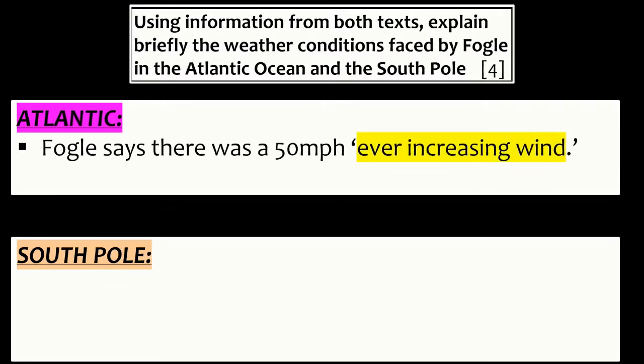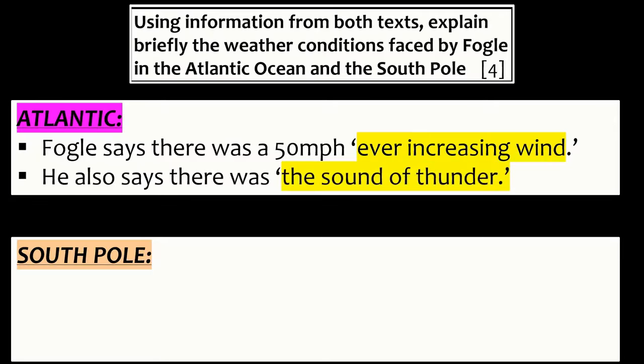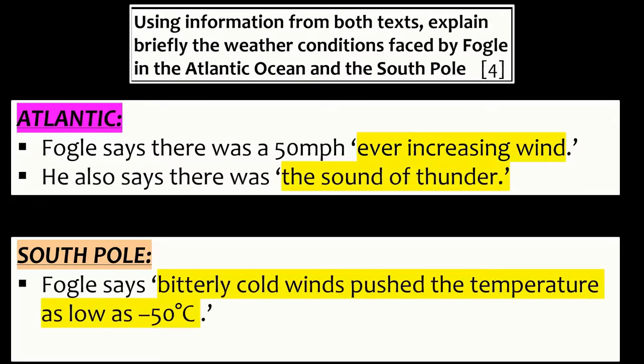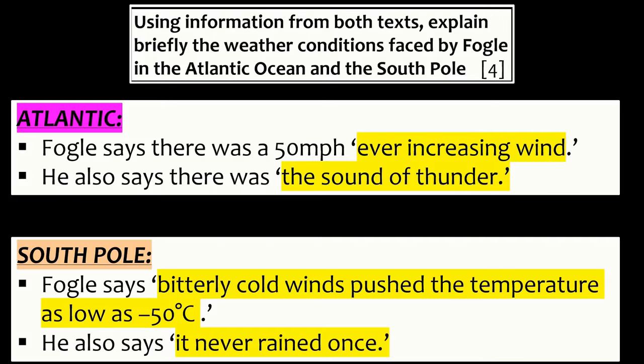So I've put, Fogel says there was a 50-mile-an-hour ever increasing wind. He also says there was the sound of thunder. And for the South Pole one, he says that bitterly cold winds push the temperatures as low as 50. He also says it never rained once. So really simple. I'm not analysing. I'm not comparing. This is all the examiner wants you to do.